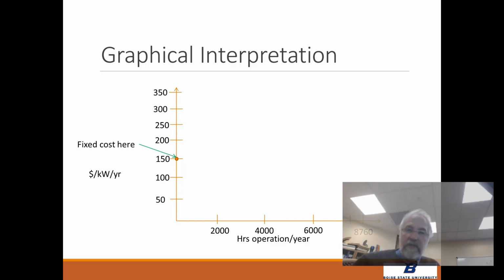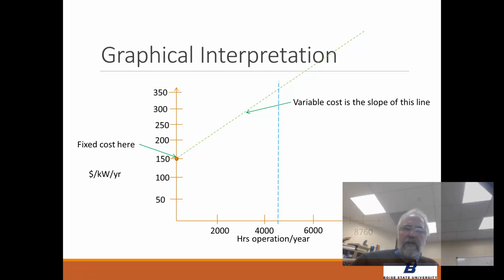So there's the fixed cost put there on the vertical axis. And then we draw a line which represents the variable cost. The slope of that line, starting at the fixed cost, is the variable cost. It's at 5 cents per kilowatt hour. And so you see there's a lot of hours. These are really big numbers, so even 5 cents makes for a pretty steep line.